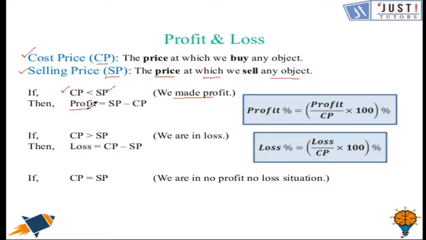So the profit made can be found using the formula SP minus CP, and profit percent could be found using this formula: profit over CP multiplied by 100, bracket closed, and at the end of the bracket we have the percentage sign. If CP is larger than the SP, that means we are in loss, and the loss is equal to CP minus SP. And loss percent is loss over CP into 100, bracket closed, percent sign. If CP and SP both are equal, that says we are in a no profit no loss situation.